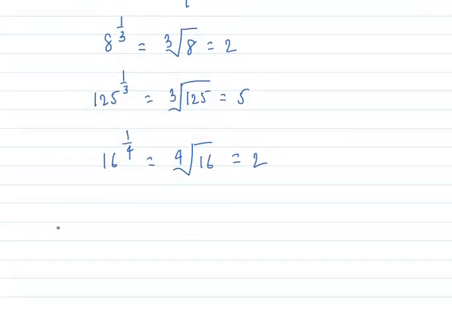So let's see if we can find the values for the following fractional indices. The first one is 100 raised to 1 over 2. The second one is 1000 raised to 1 over 3.